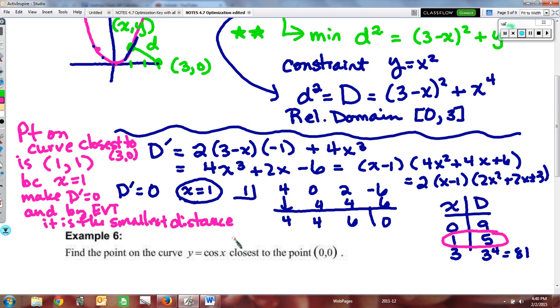All right, so we'll stop this set of notes here because I've gotten a chance to give you an example of using modified first, modified second, and the EVT. And we'll pick this up in the second video to finish out our optimization notes.